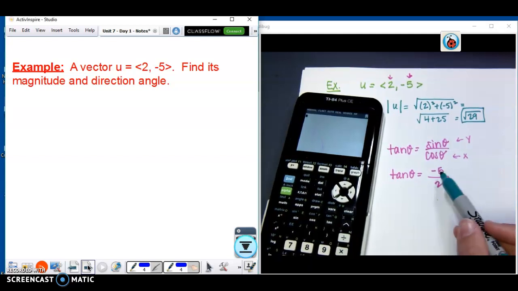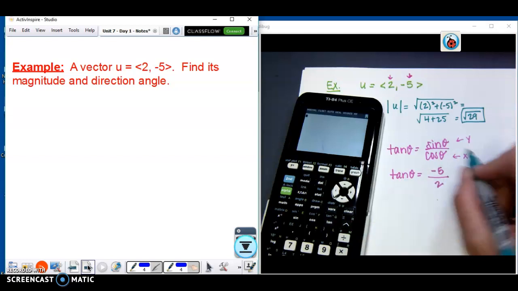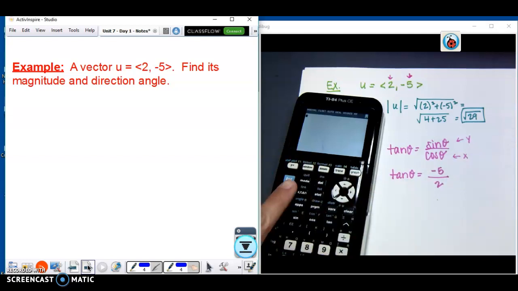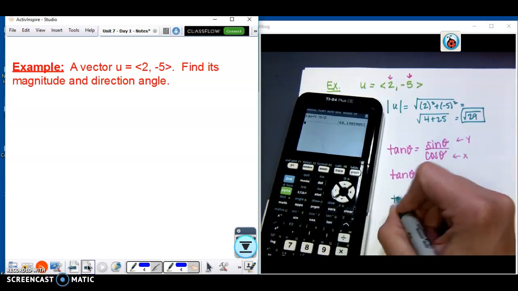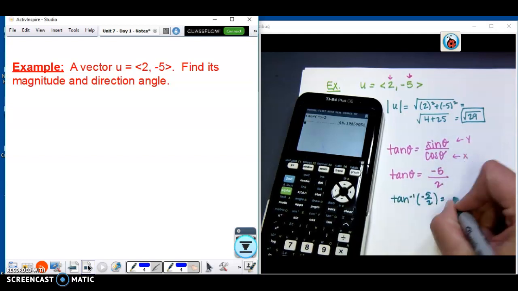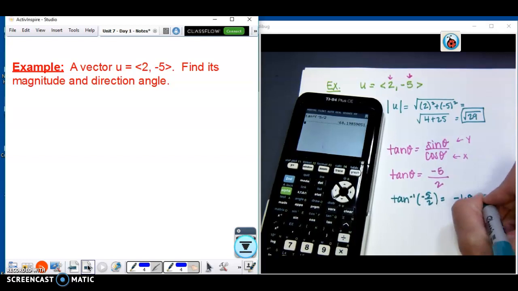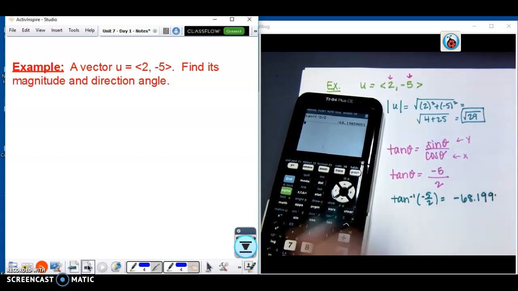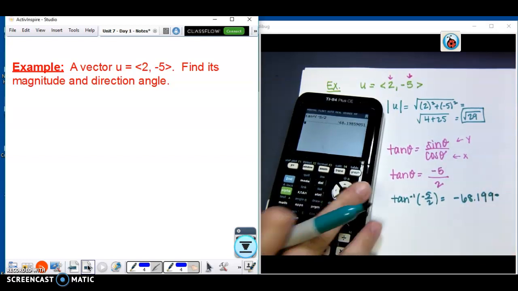So this is tangent equals negative 5 over 2. So once again, we need to make sure we're in the mode degrees, which I already am. So I'm going to do second tangent of negative 5 over 2. So in the calculator, it should look like tangent to the negative 1, negative 5 over 2. And it should give you negative 68.199. Okay, and that is in degrees.